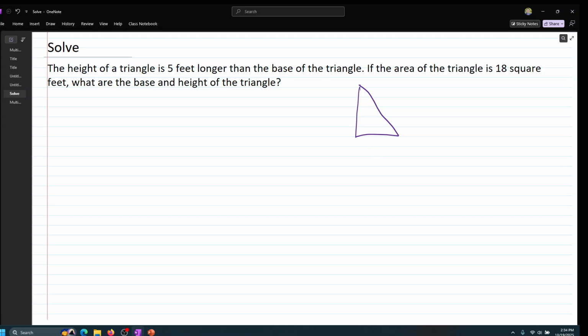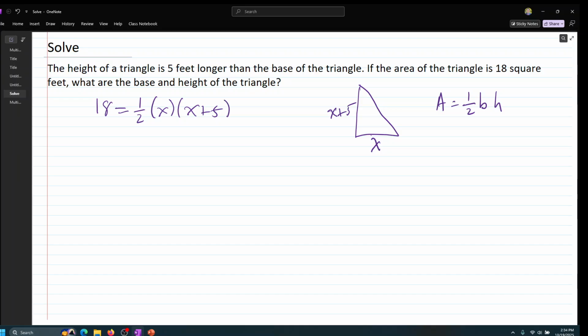Well, we don't know anything about the base, so let's let that be x. And then the height, we would say, would be x plus 5. Now remember that the area of a triangle is 1/2 base times height. So in this case, since the area is 18, that'd be 18 is equal to 1/2 times your base, which was x, times your height, which is x plus 5.